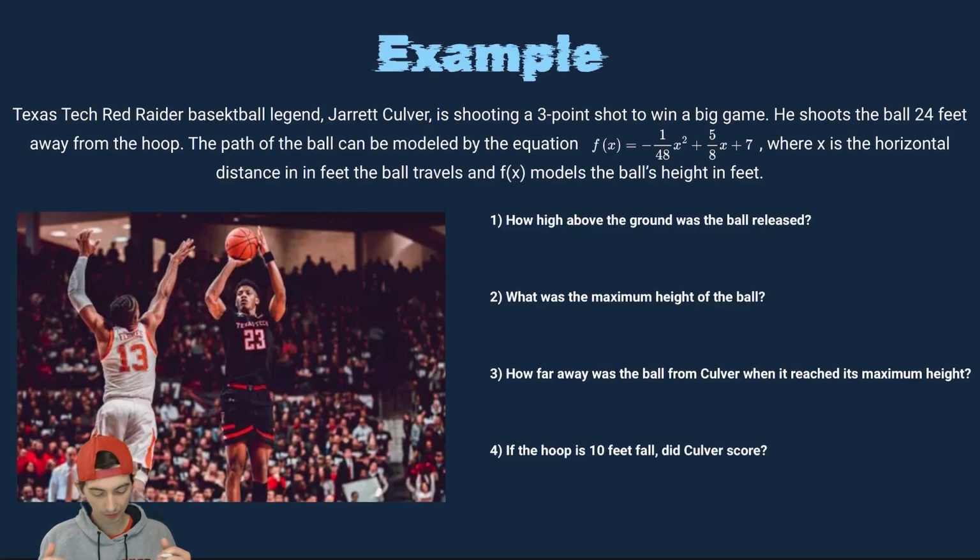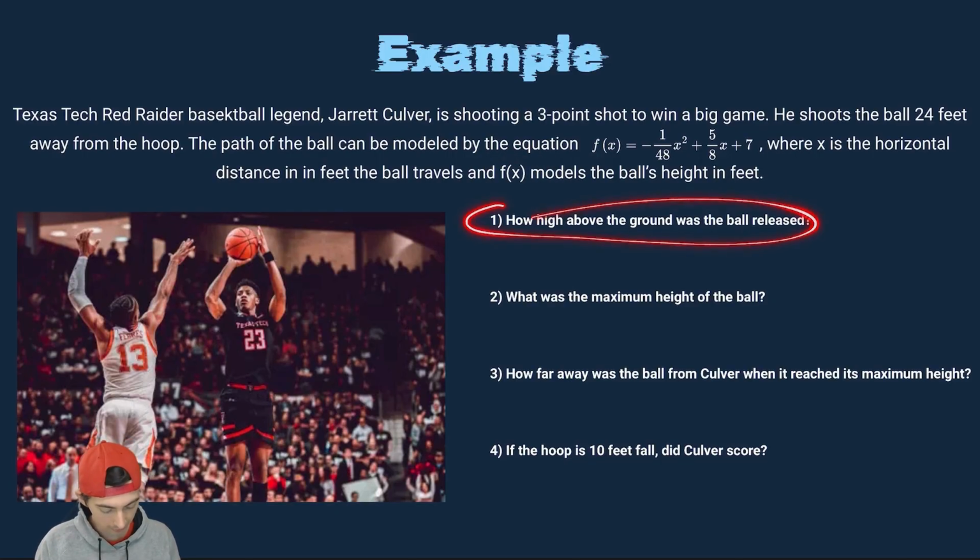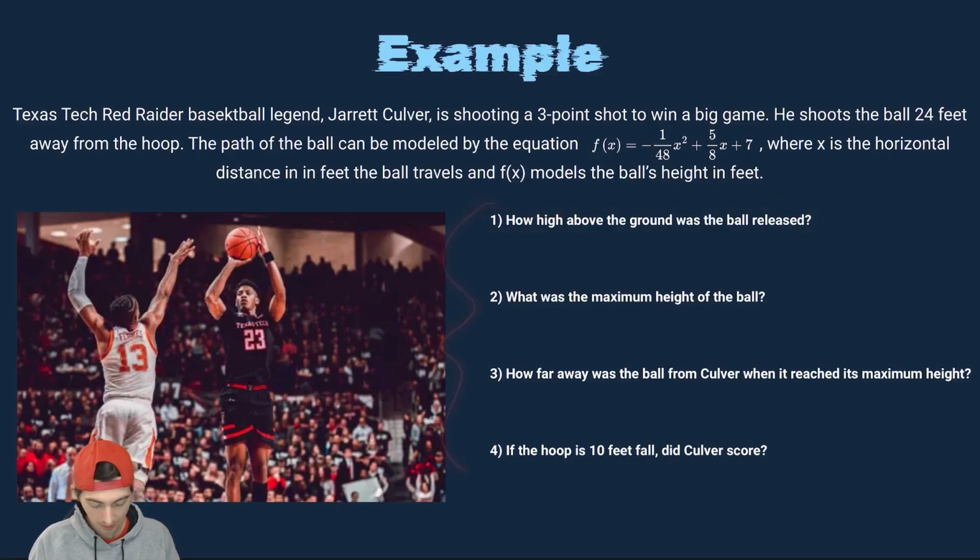We've got Texas Tech legend basketball player Jarrett Culver, the Lubbock native. He's shooting a big three-point shot to win a big game. He's shooting the ball from 24 feet away, and the path of the ball can be modeled by this. So x is going to be our horizontal distance from the hoop, and f of x, or my y, is going to be the ball's height. And so we want to know all of these key features to learn about his shot here.